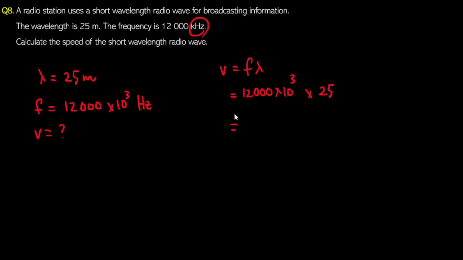12,000 times 10 to the power 3 multiplied by 25, you will get 3. Now there's a lot of zeros, so make sure that you count them right. It would be 3 times 10 to the power 8 meters per second. Alright.